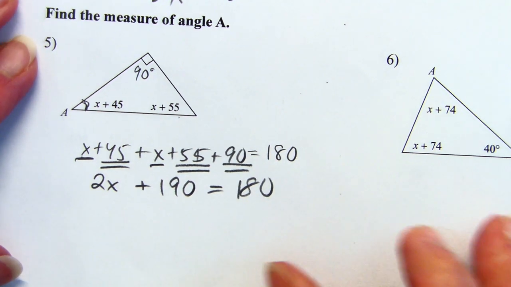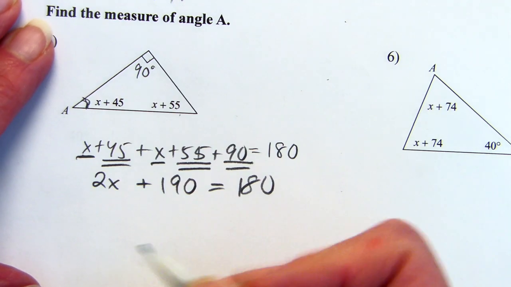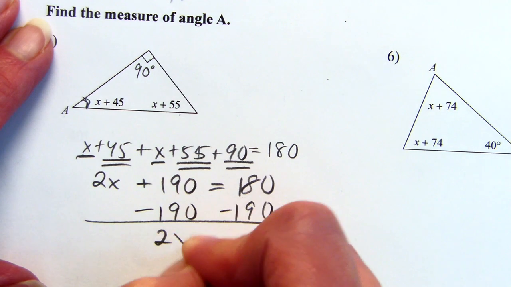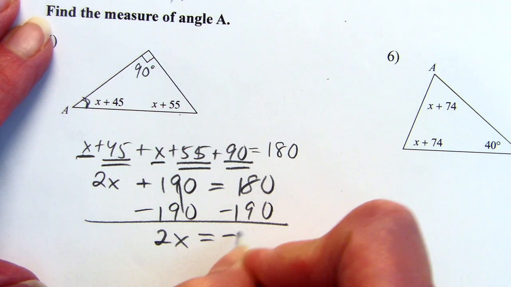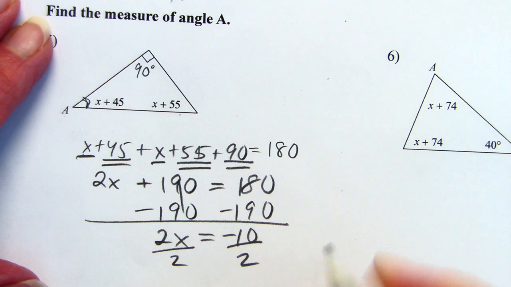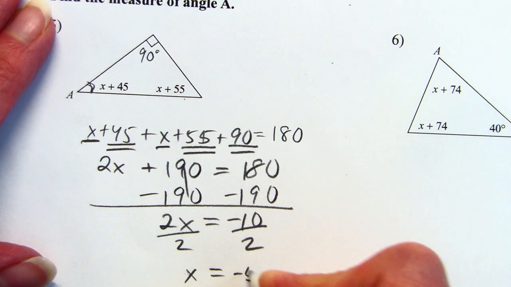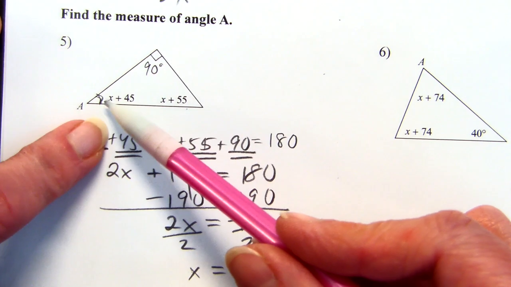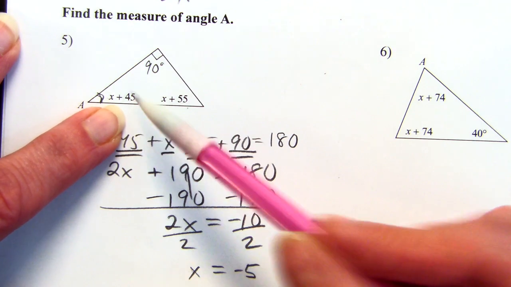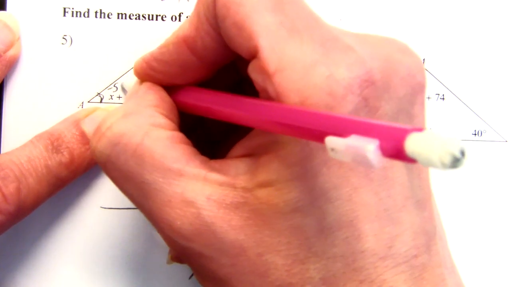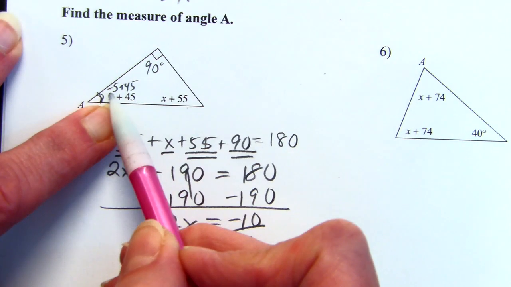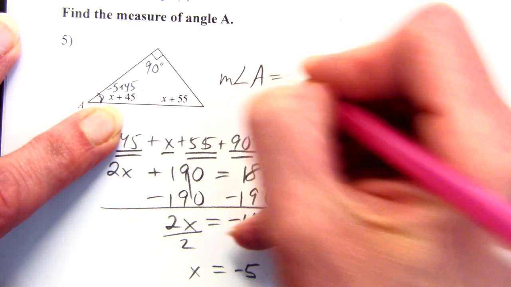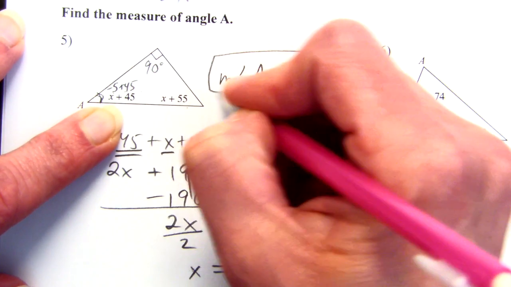So you just add your like terms, combine that, simplify as much as possible, and then solve the equation that you have after that. So subtract 190 from both sides, we get 2x equals -10. Divide by 2, we'll get x equals -5. Now, this time, the instructions don't say they want angle x, they want angle A. So A is x plus 45. So what we can do is we can substitute -5 in for that x. So it'd be -5 plus 45. So we would say the measure of angle A is 40 degrees.